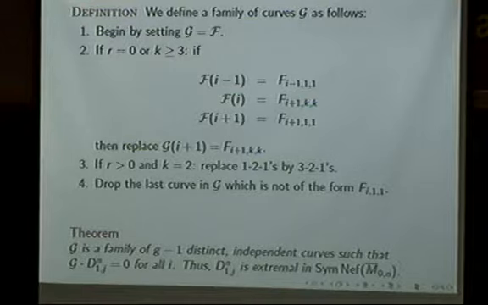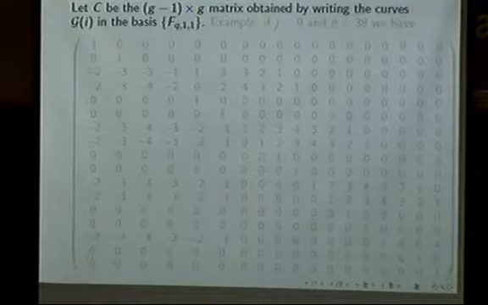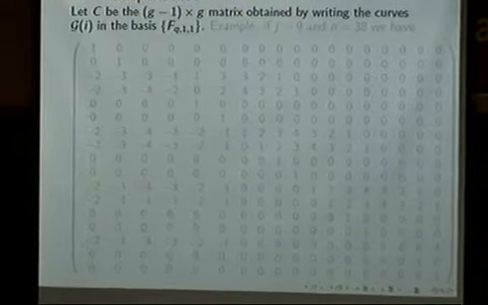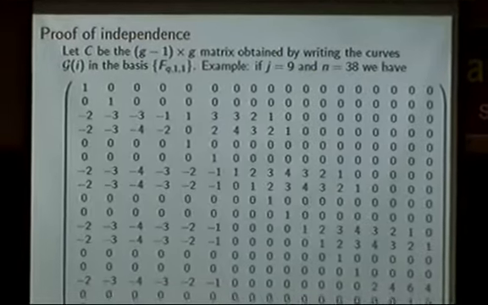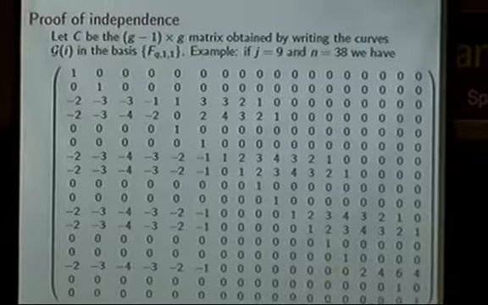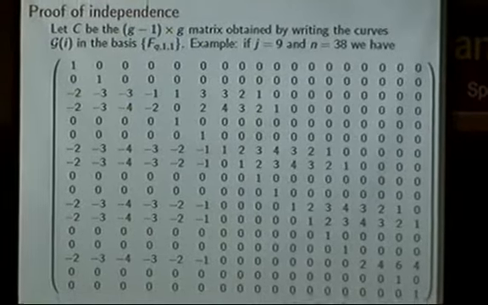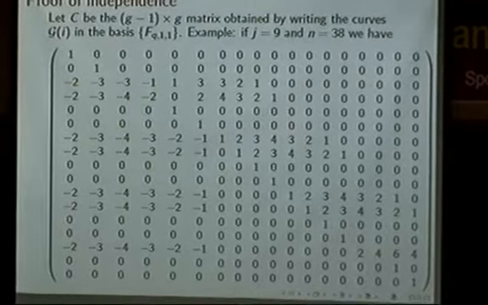All right, I'm kind of running out of time, but let me just give you a hint as to how we prove this thing. I take my family G and I write out all those curves in the 1,1 basis. So I get some monster matrix, but it has a lot of structure to it. Here's an example: n equals 38 and j equals 9, which means k equals 4.